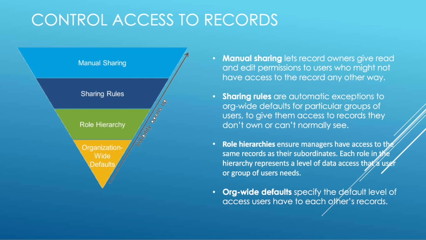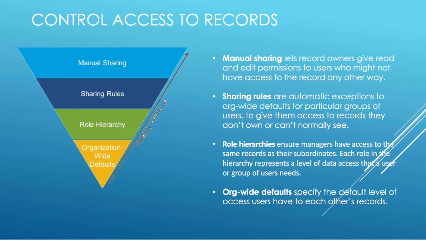And control access to records. So organization-wide default is the basic baseline. It specifies the default level of access users should have to each other's records. Suppose for a position object, you have organization-wide default as private. Then you can open up the access using role hierarchy, sharing rules, and manual sharing. But if you give organization-wide default as public read, you can't give private access using role hierarchy. You can't restrict it, you can only open up the access.